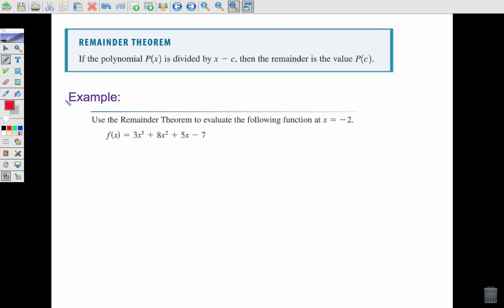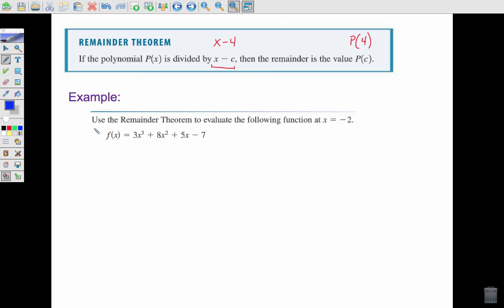All right, so the remainder theorem is the first one. It says if your polynomial p of x is divided by x minus c, then the remainder is the same as if you evaluated the polynomial at c. So if we divide a polynomial, for example, by x minus 4, our remainder is going to be equal to if we just put 4 in for x in the polynomial and evaluate it. So let's look at an example.